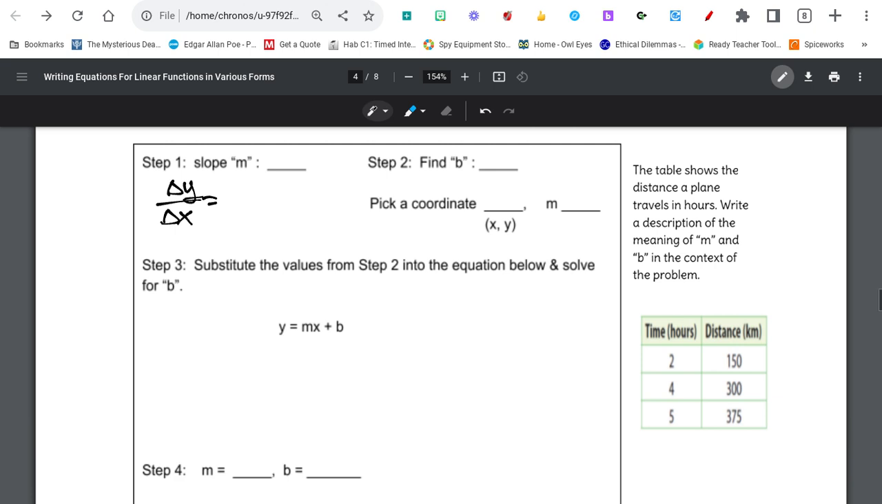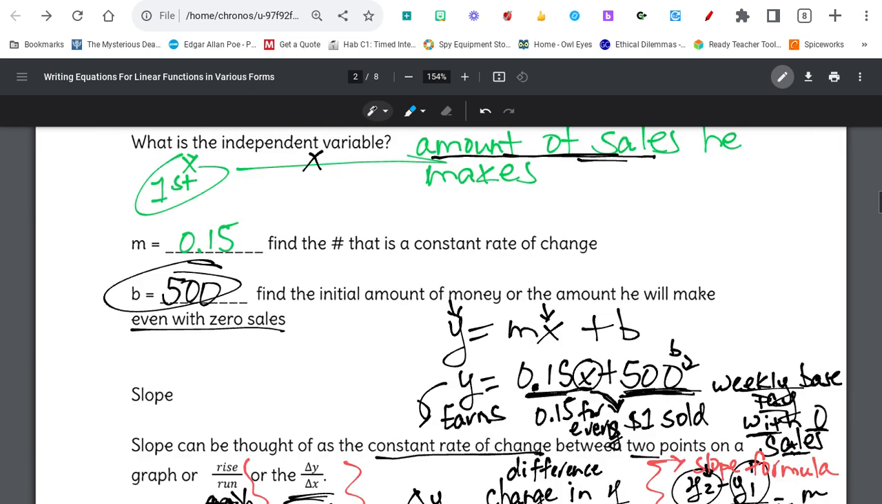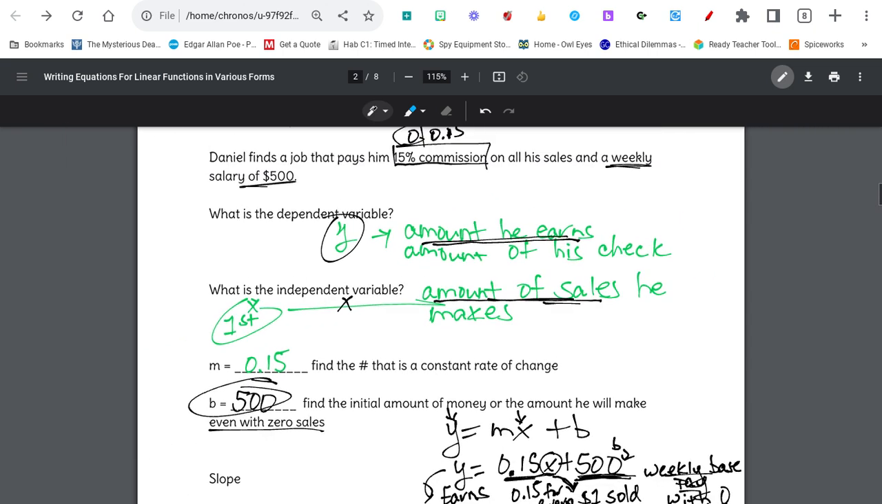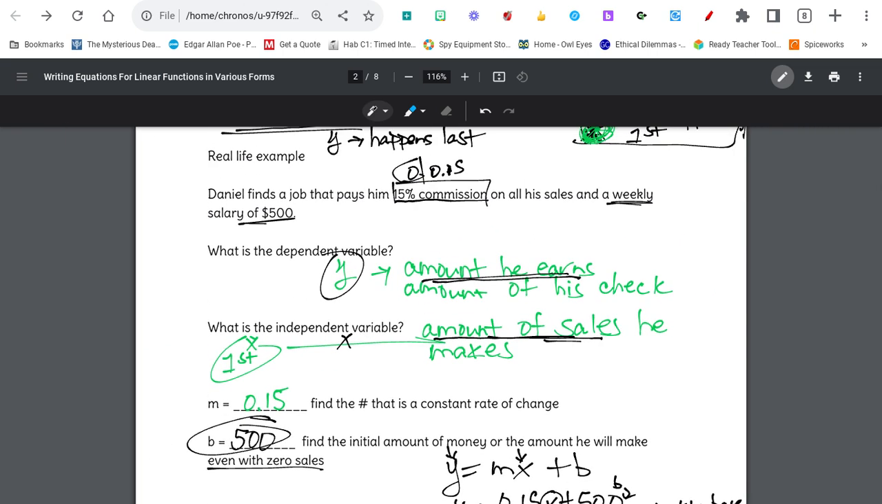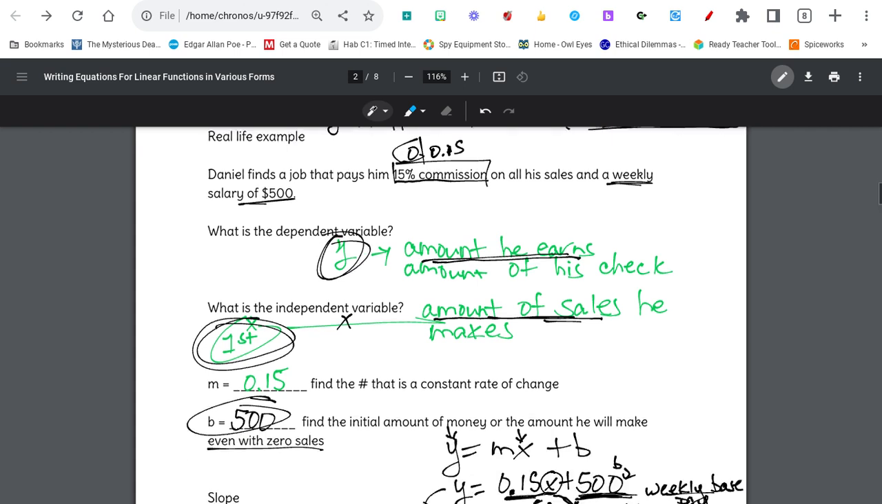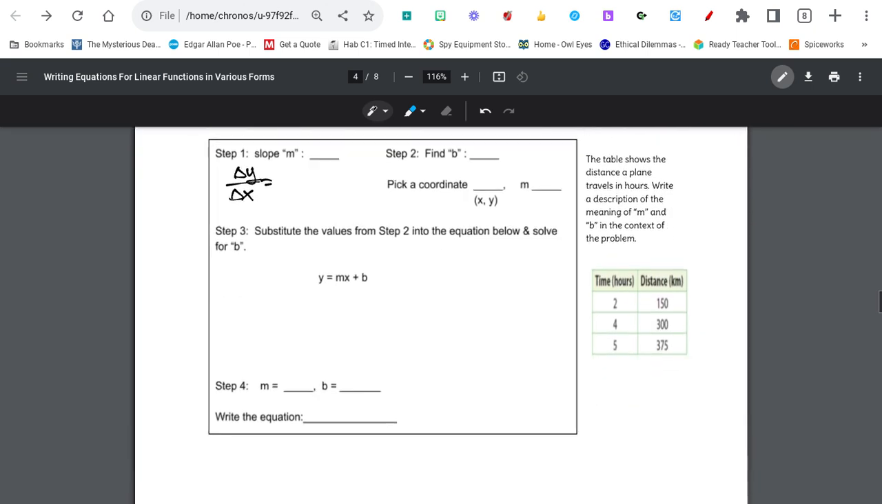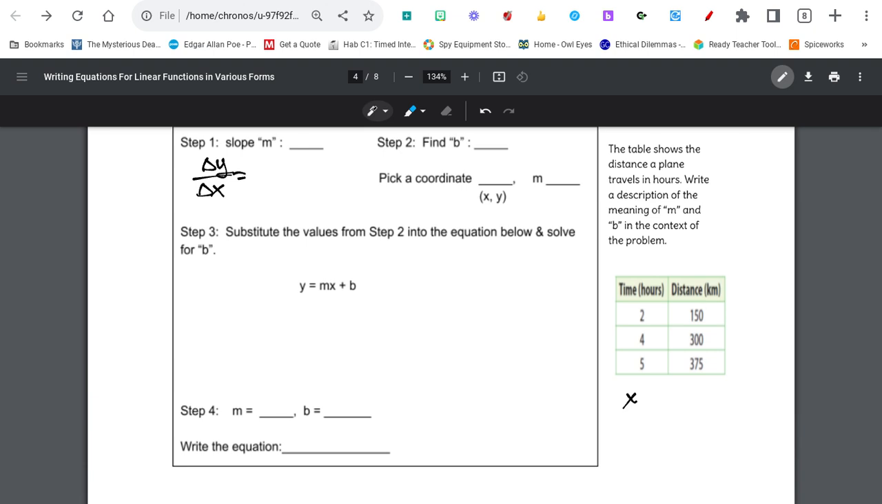So we're going to have to go all the way back up here. If it's a real life example and you want to know what your x and y actually are, your x will always be the thing that happens first. Whatever in your real life example has to happen first will be x, and the things that happen after it will be y, okay? So let's take a look. X is the thing that happens first.